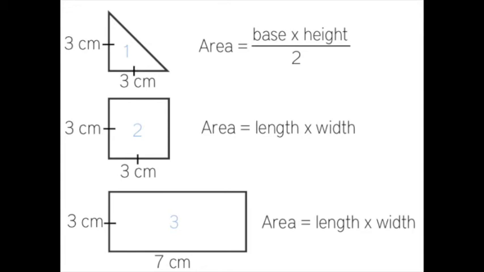The triangle would be area equals base times height divided by 2. The square will have an area equals length times width, and the rectangle will have an area equal to length times width as well. Now we can sub in our dimensions and calculate the area.